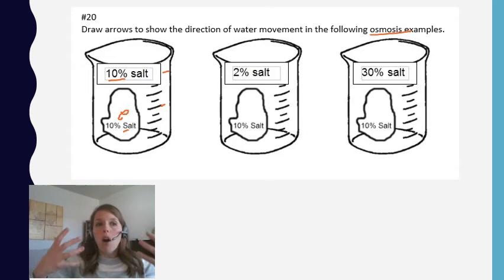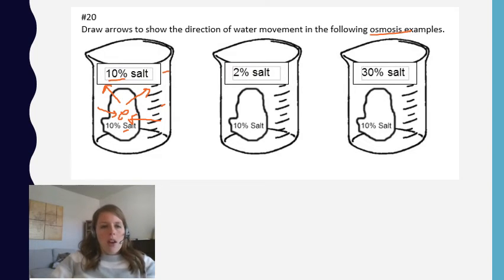So the movement is in both directions the same amount. Remember, water is always moving. The molecules are always moving. But in this scenario, the directions go both ways. So you can draw arrows in and arrows out of that cell. Now, I want us to focus on the water. If there's 10% salt in this scenario, that means there's 90% water, because 100 minus 10 is 90.